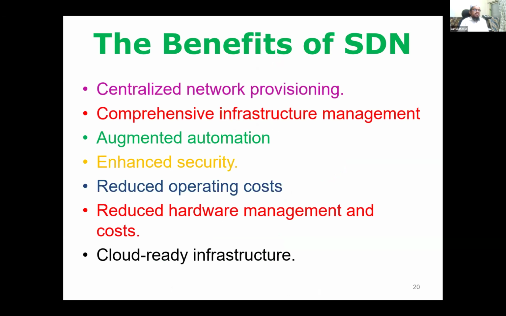As explained, SDN gives centralization, softwareization, and openness, with very public protocols. Because of that, it gives benefits like centralized network provisioning, easily understood and comprehensive infrastructure management, and augmented automation, because when the functionality is in software, adding automation is easier. Enhanced security, because security functionality can be added in software more easily. Reduced operating costs, reduced hardware management and costs, and as it supports softwareization, cloud-ready infrastructure also becomes easier.